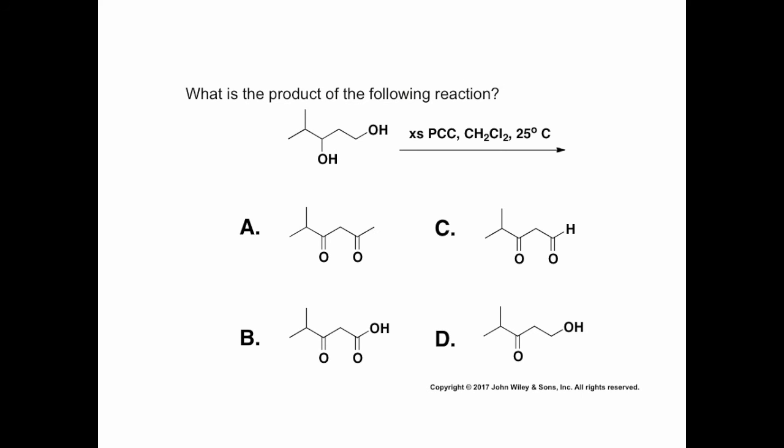Finally, if you react this diol, it has 2 OH groups, with excess PCC, what type of reaction product will you get? A, B, C, or D? Let me know in the chat.